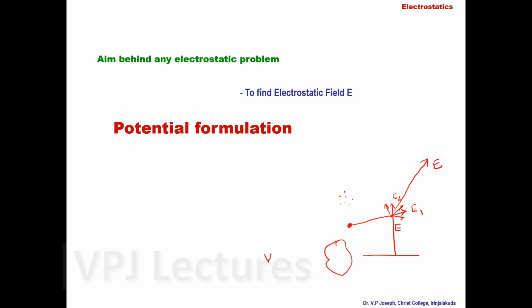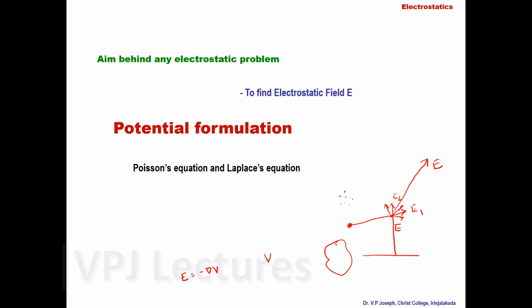Once the potential formulation is done, we are able to find an expression connecting the potential V and the electric field E. The expression is E is equal to minus del V in three-dimensional form, that is, the gradient of V gives the electric field. So using this equation, the problem of evaluating the effect due to a complicated source can be simplified.